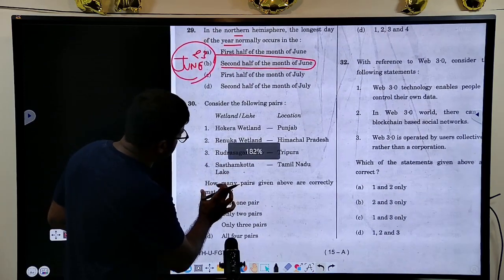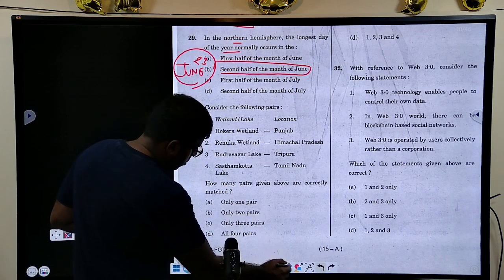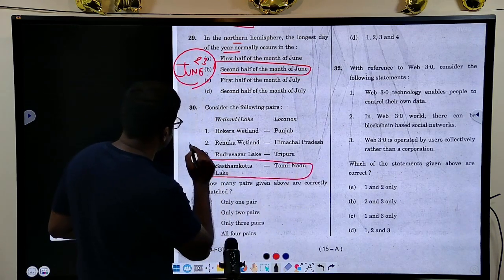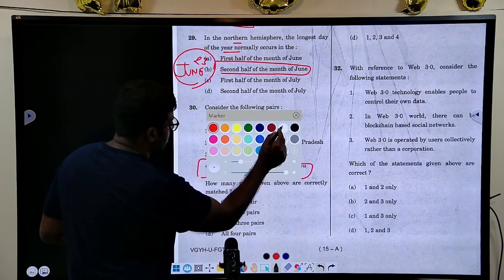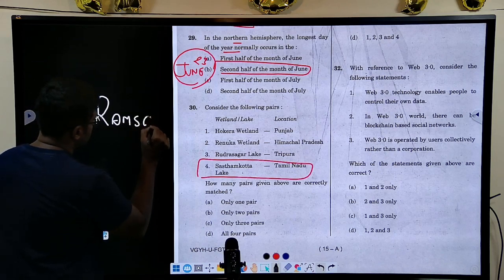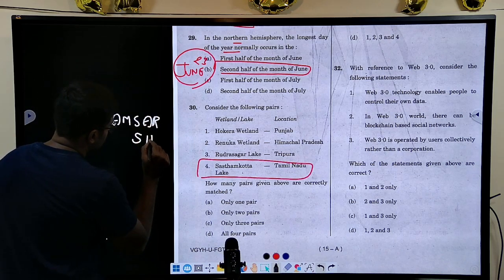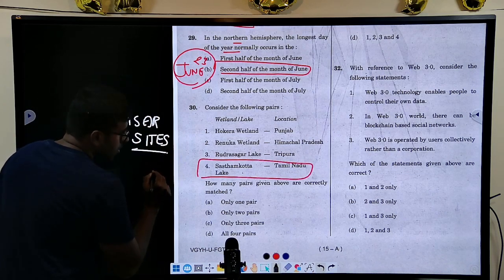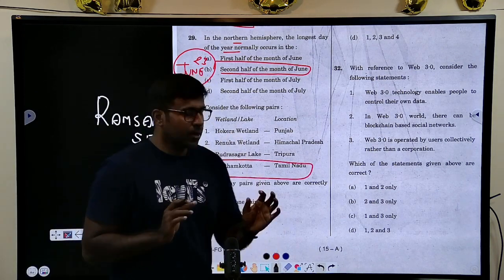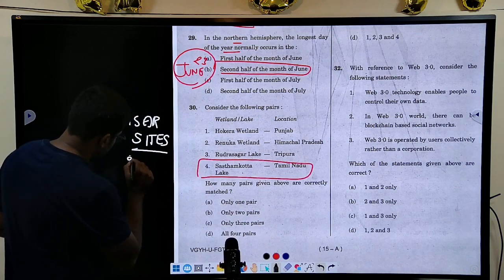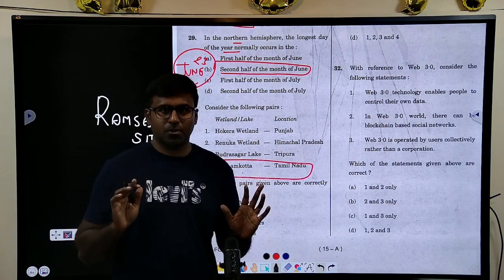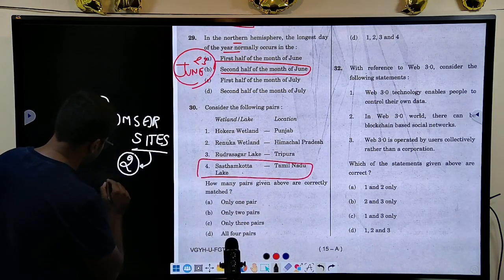This Sastam Kota, look at this. Sastam Kota is definitely not in Tamil Nadu. Sastam Kota is a Ramsar site. Look at the list of Ramsar sites. Look at the list of Ramsar sites once. Wow. Every day, 2 sites. Every day 2 sites, Ramsar sites and tiger reserves.